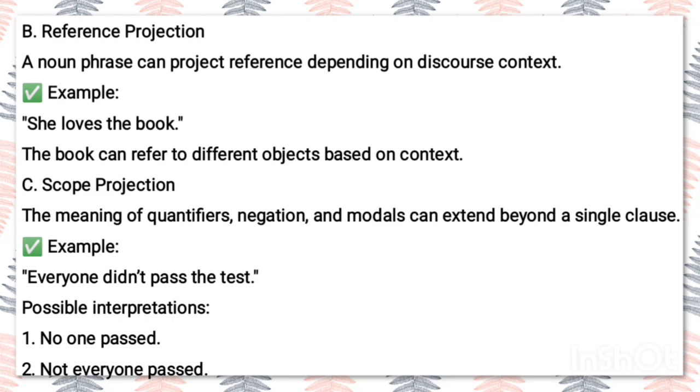Next one is scope projection. Scope projections affect qualifiers, negations, and modals by changing the interpretations of the sentence. For example, everyone didn't pass the test. First one, no one passed. Second one, not everyone passed. The meaning depends on how the negation didn't interacts with everyone.